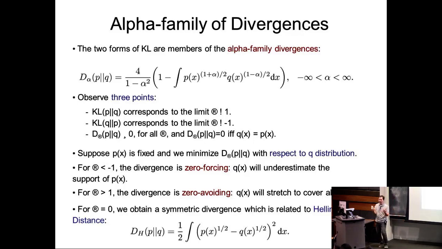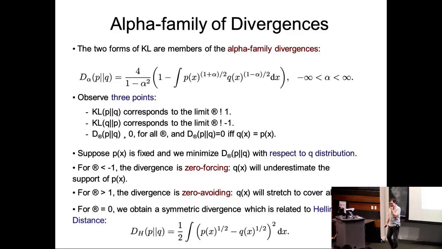So it's a richer family of divergences, and if P(X) is fixed and we minimize this family with respect to Q, for alphas that are big negative, the divergence will be zero forcing. It will underestimate the support of X. It will really try to just focus on the high probability mass of P. For alpha bigger than 1, the divergence will be zero avoiding. It will really try to stretch the distribution and cover everything. So depending on the application and what you're doing, you can use this family.